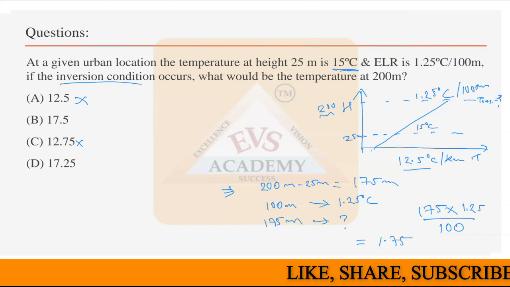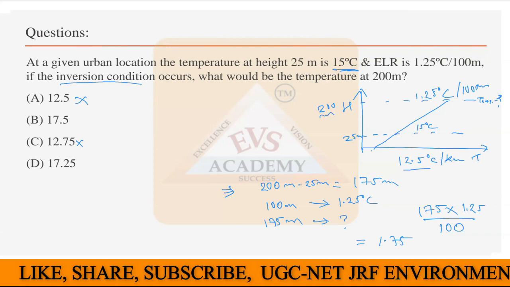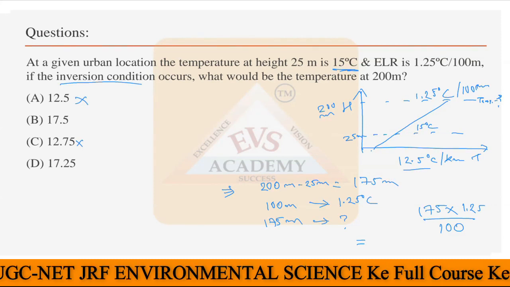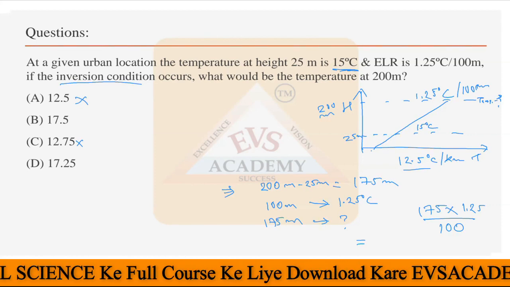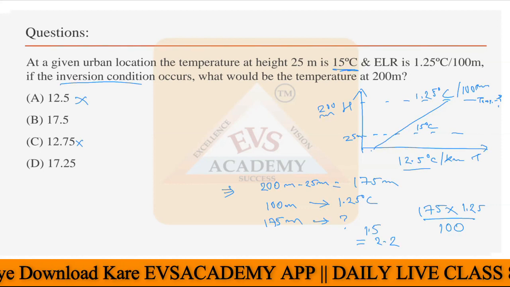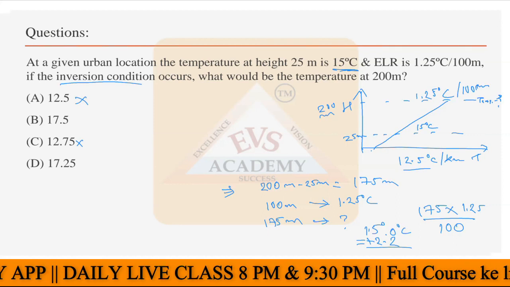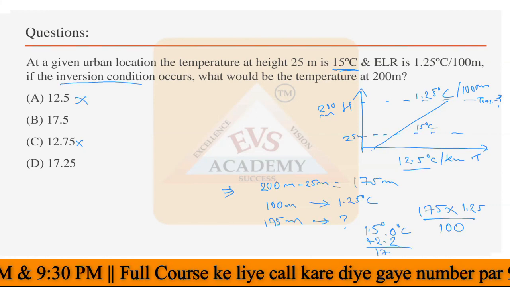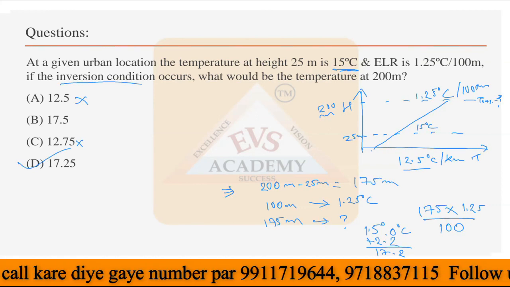175 to 80. Not 1.75, you are not getting. You will get somewhere around the value 2.18, around 2.8 or 2.2. So 2 degrees Celsius of increase you can see here. So this is 15 degrees Celsius earlier, plus 2.2 degrees Celsius, and this 15 plus 2.2 would be 17.2. So 17.25 is the right answer here, which is the closest option.